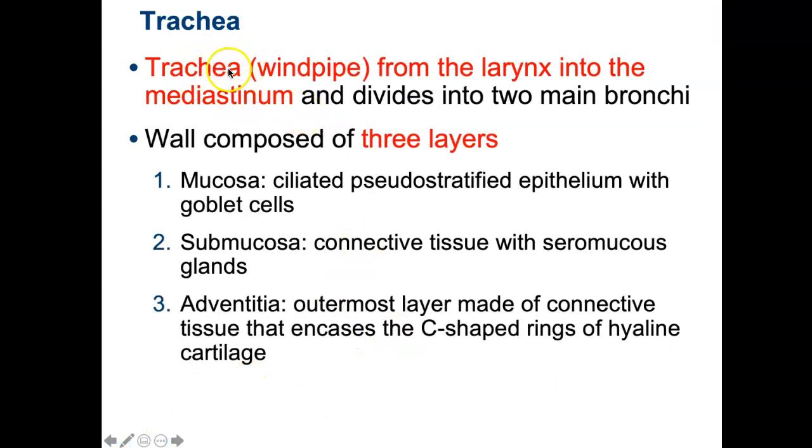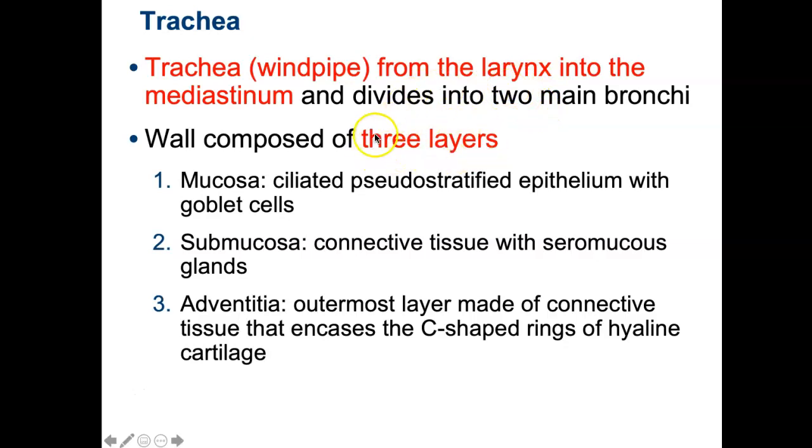So now we move on to the trachea, right? We're not going to call it the windpipe anymore. The trachea goes from the larynx into the mediastinum and divides into two main branches, or bronchi. We're going to have the right bronchus and the left bronchus. So the "us" is singular and the "i" is plural.